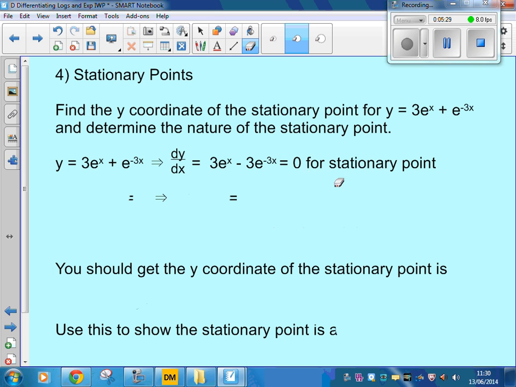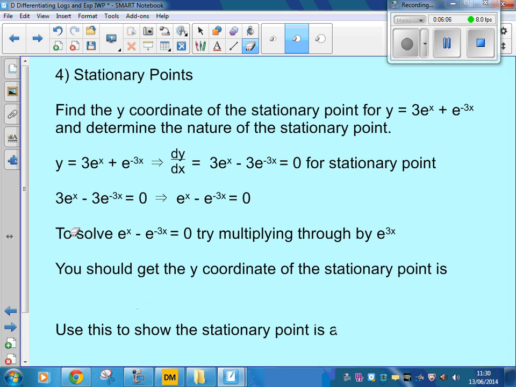Now, for a stationary point, that's 0. So we've got to solve this equals 0. And that's the difficult bit of the question, solving 3e to the x minus 3e to the minus 3x is 0. Okay, and so what we need to do here is you need to multiply through by e to the 3x. First of all, I've cancelled the 3's just to get e to the x minus e to the minus 3x. And now, if you multiply through by e to the 3x, then you should find that the e part disappears and it makes it nice and easy to solve.